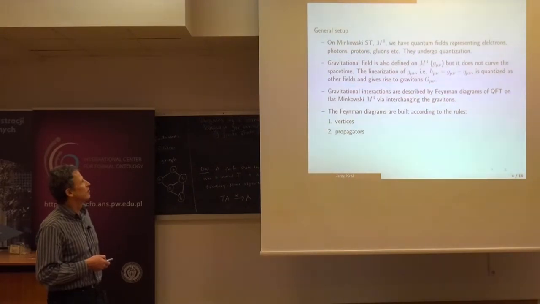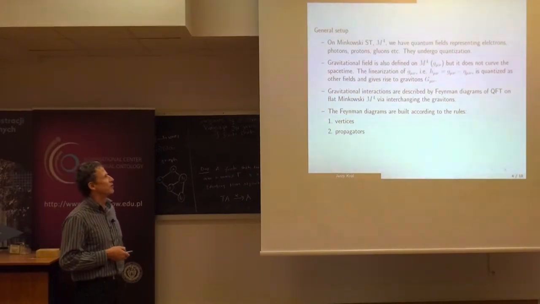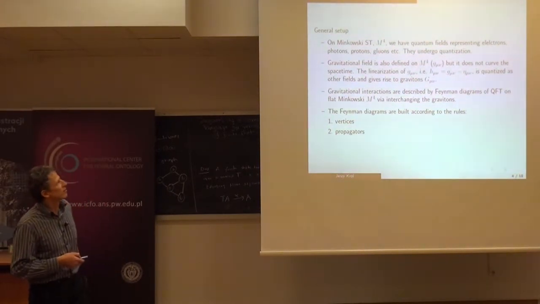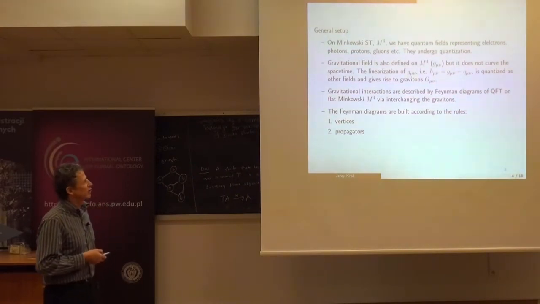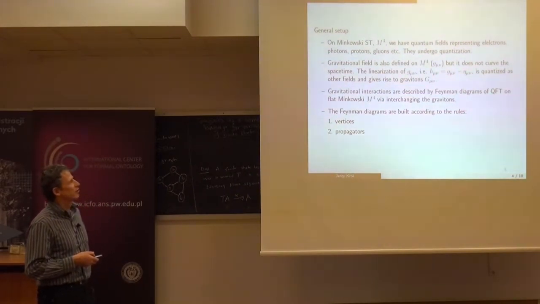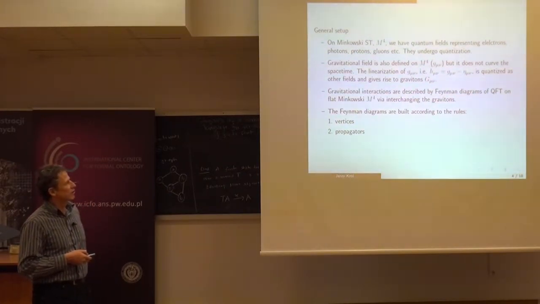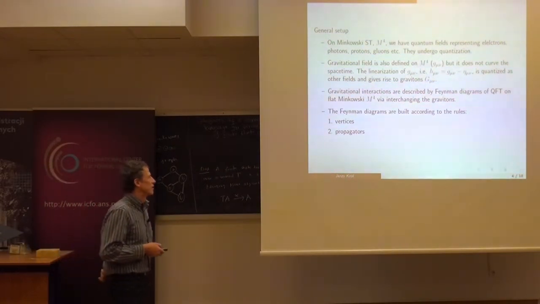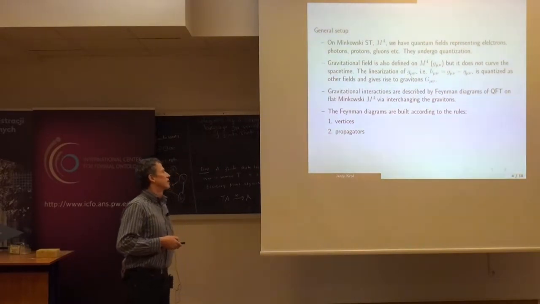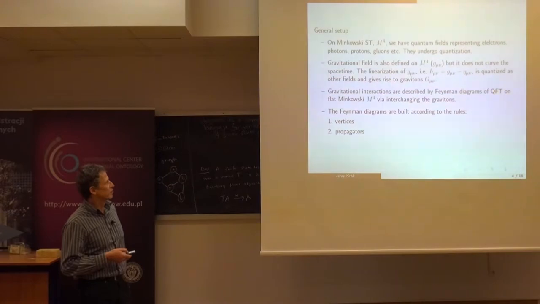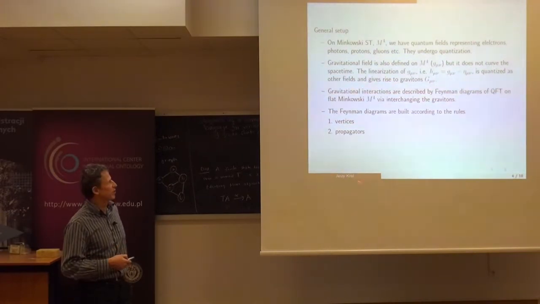So the general setup is the following. We have flat Minkowski space-time, four-dimensional, and we have various fields representing quantum particles. The gravitational field is defined as a linearization of the metric field, and we quantize that linearization. The gravitational interactions are described by Feynman diagrams on the flat Minkowski space-time, and Feynman diagrams are built according to rules which assign some expressions to vertices and some expressions to propagators.